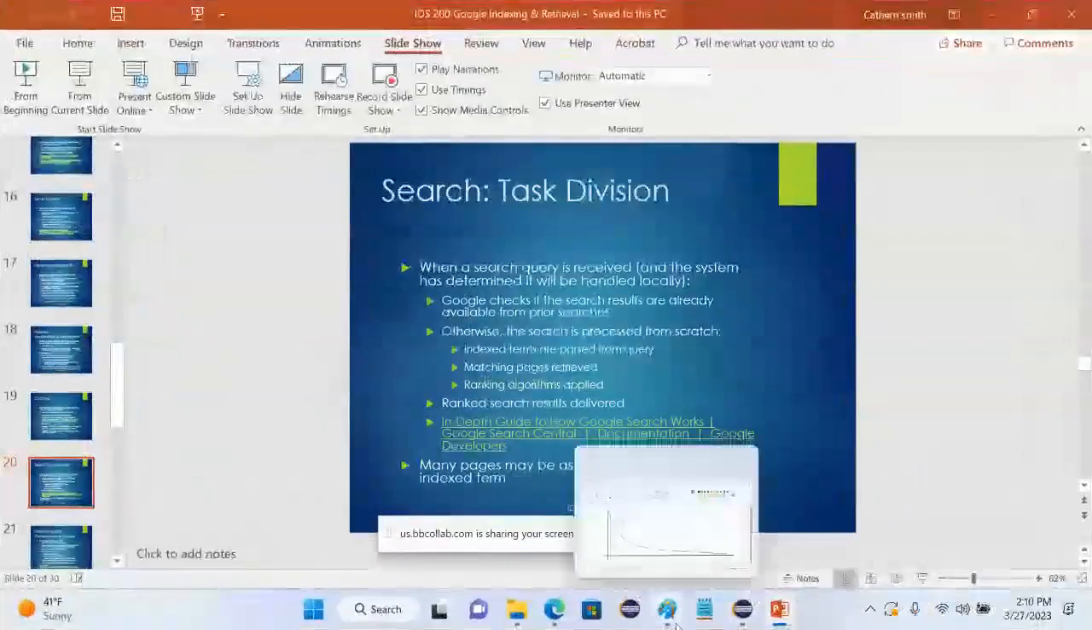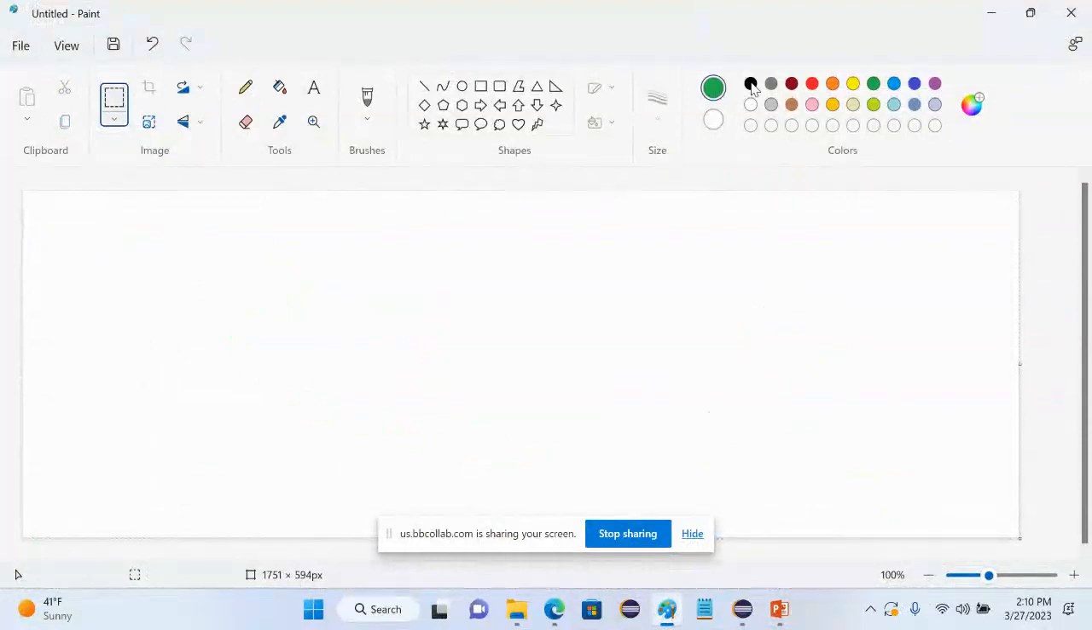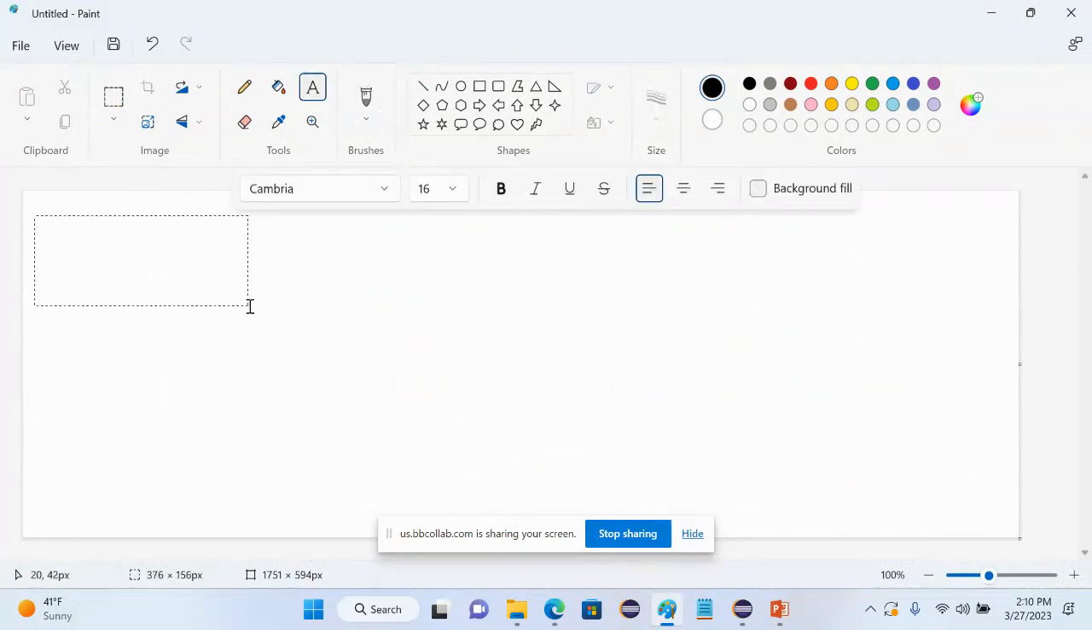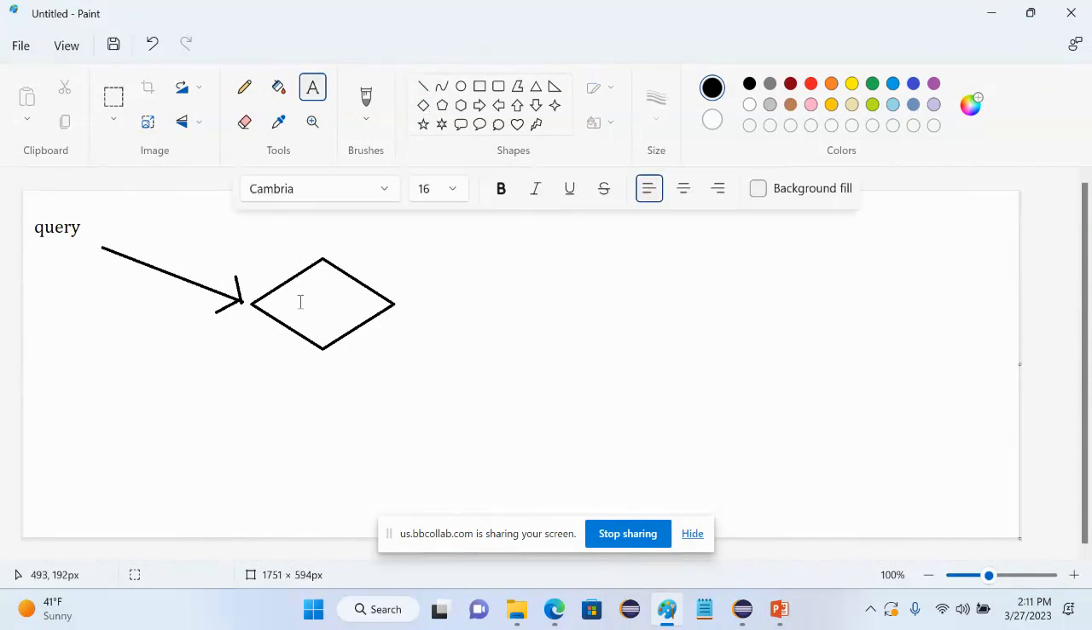So for the task division, I'm going to start off by drawing a picture that we can reference for most of the rest of the lecture. All right. So the first thing that happens, somebody sends Google a query. Hey, could be you, could be me, could be somebody else. But somebody sends Google a query. Now, one of Google's systems, right? The local data center gets it. And the question it can ask is, will it handle it locally or not?